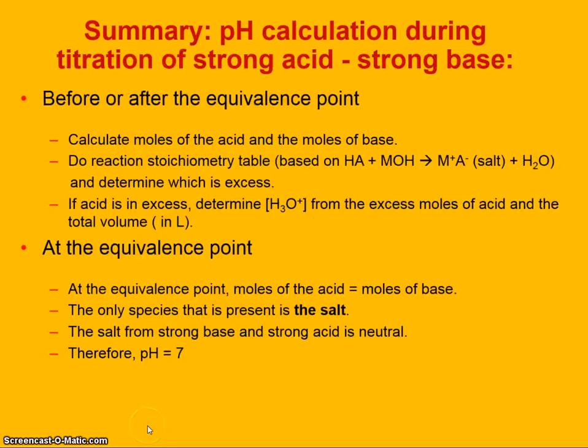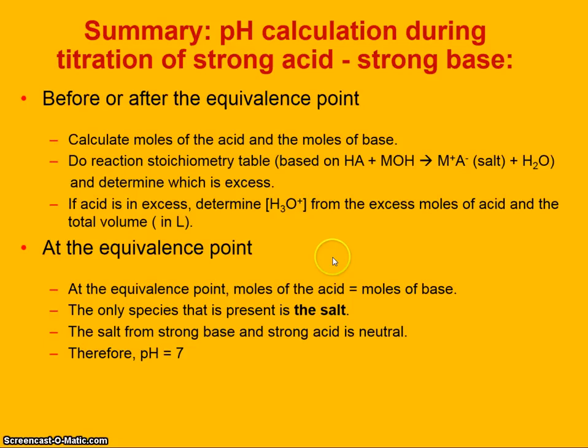Either one would work. To sum up, for the calculations for a strong acid and strong base, before or after the equivalence point, you're going to calculate the moles of acid and the moles of base. You do a reaction stoichiometry table based on the reaction between the strong acid and the strong base to give you a salt and water, and determine which one is in excess. If the acid's in excess, determine H3O plus from the excess moles of acid and the total volume, which is what it should be before the equivalence point. If it's at the equivalence point, it's 7, because moles of acid equal moles of base. If you've got base in excess, you determine the moles of base, divide by the total volume, figure out the pOH, and then from there find the pH.